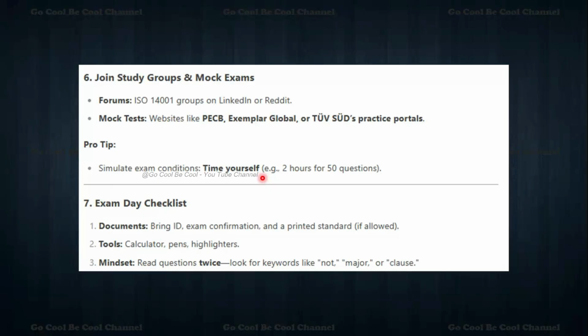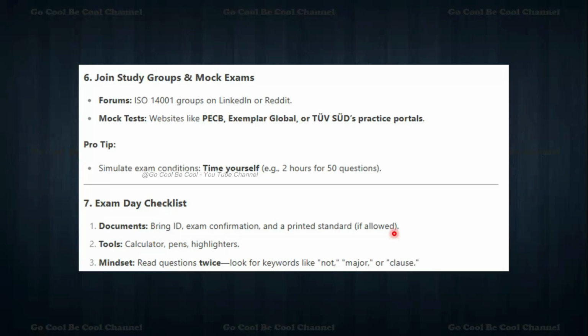Exam day checklist, my dear friends: please bring your ID, exam confirmation, and printed standards if allowed. Please go for the online examination, don't go for physical, because with the online examination you will get a lot of benefits. In a physical examination they will allow you only the EMS manual, and they don't even allow 19011. It all depends on where you are appearing for the examination, for example maybe TV or Exemplar or maybe Omnex, so many agencies we have. So where you are appearing is also one of the important things.